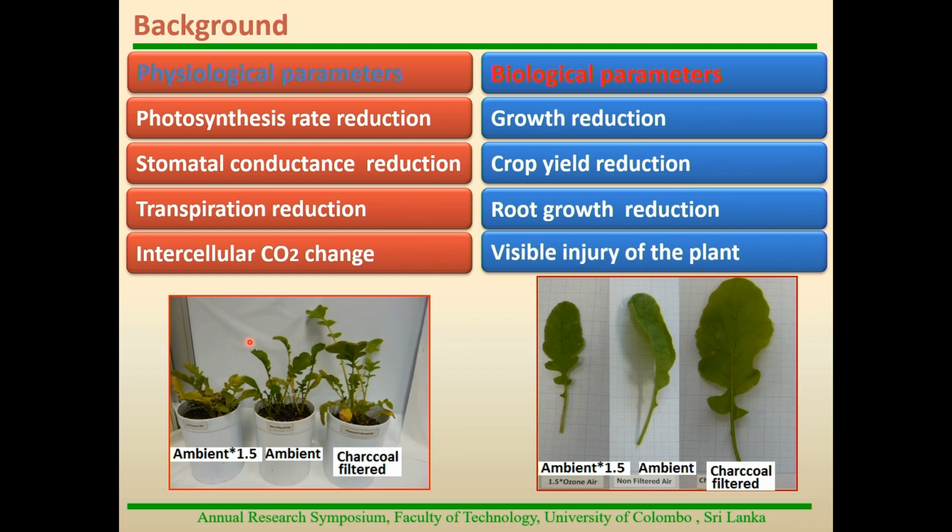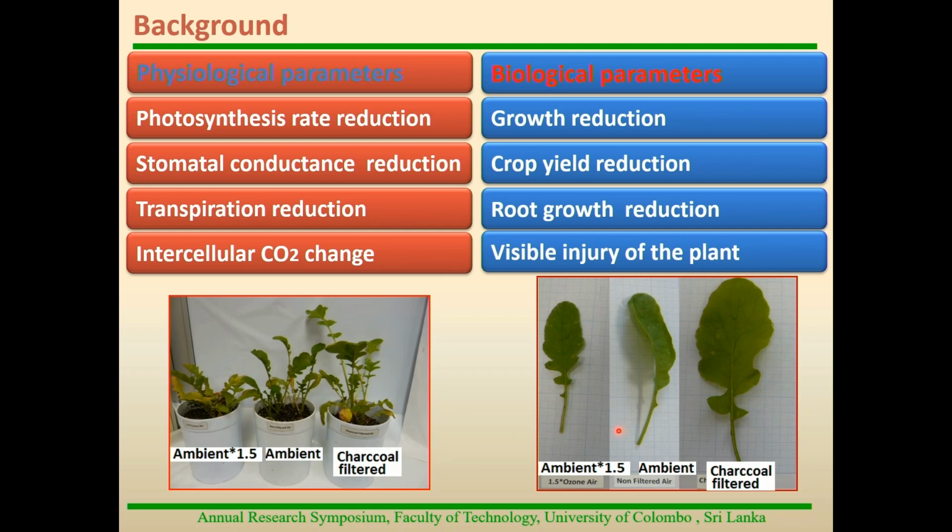So in this figure, you can see how ozone affects plant growth. There are three chambers: charcoal filtered, ambient, and ambient plus 1.5 ozone. We kept the plants in these three chambers and observed the variation of the growth. So we can see there's a significant reduction of the plant growth as a result of the ozone.